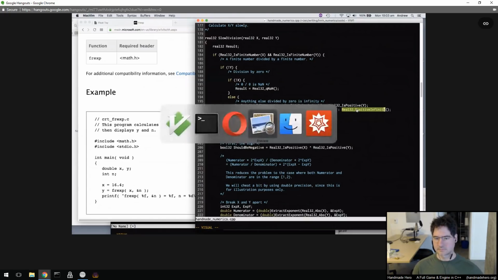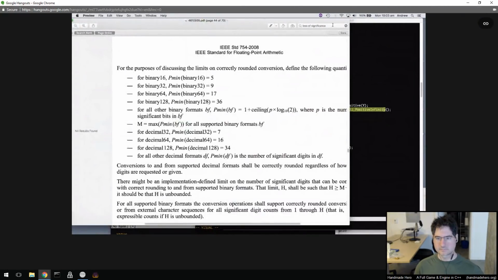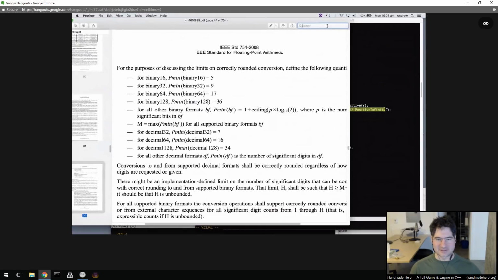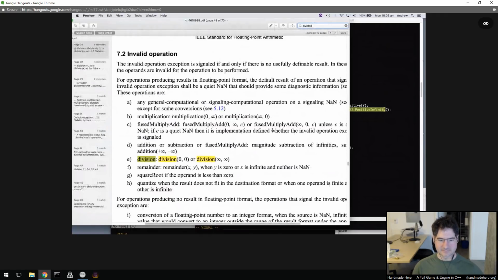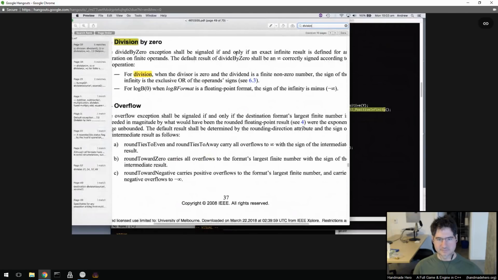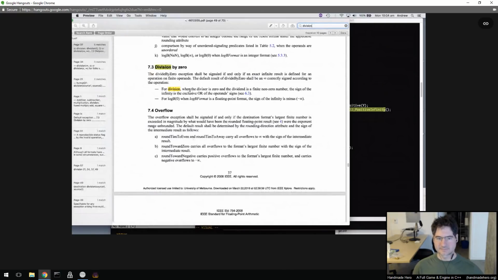This is laid out in the spec. Let me show you. Let me see if I can find this here. So the sign of the divide still proceeds as if it were just a regular number. Yes, the specification just says the number part becomes infinity. Let's have a look here. Division by 0 shall be an infinity correctly signed. Here we go. Correctly signed according to the operation. For division, when the divisor is 0 and the dividend is a finite non-zero number, the sign of the infinity is the exclusive OR of the operand signs. So there you go. We follow this.